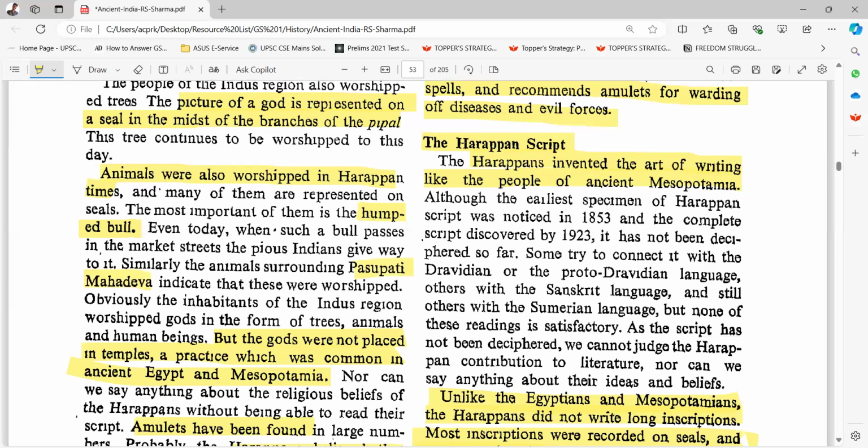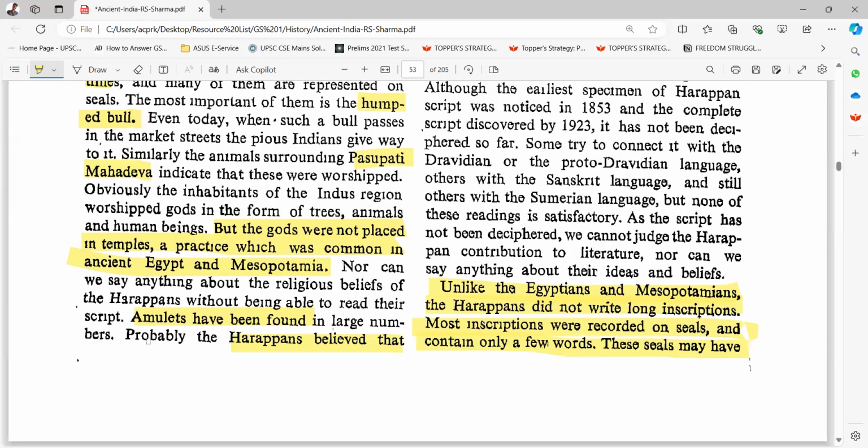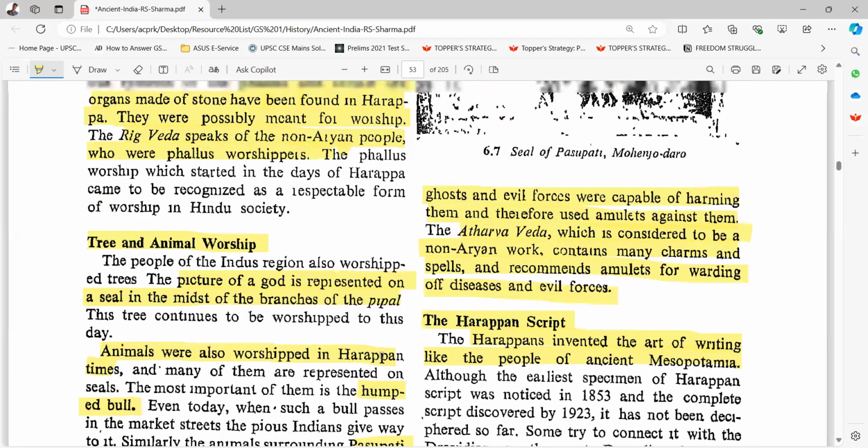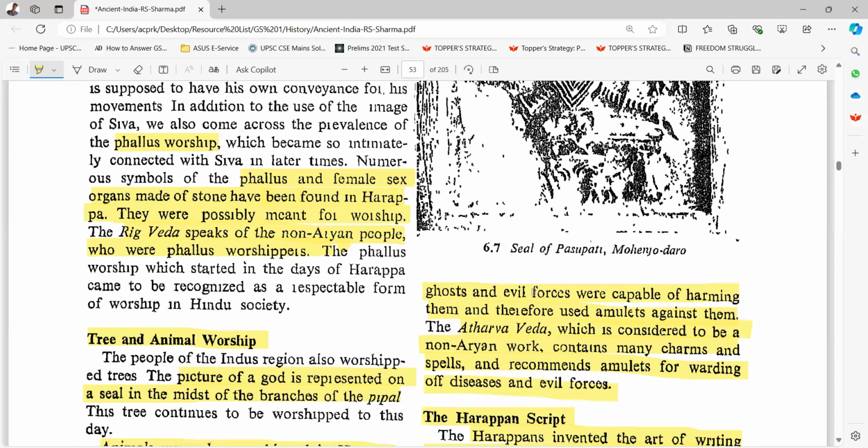Nor can we say anything about the religious beliefs of the Harappans without being able to read their scripts. Amulets have been found in large numbers. Probably the Harappans believed that ghosts and evil forces were capable of harming them and therefore used amulets against them.